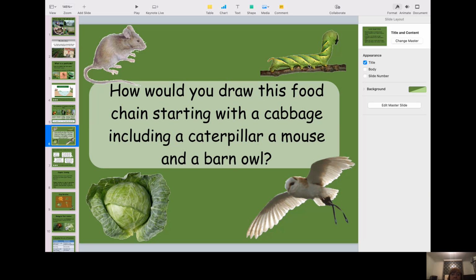What animal eats the caterpillar? Well, it's the mouse. And what eats mice? The barn owl. So out of all of these, which is going to contain the most pesticide or insecticide? It's going to be the barn owl, because he's the furthest up the food chain.